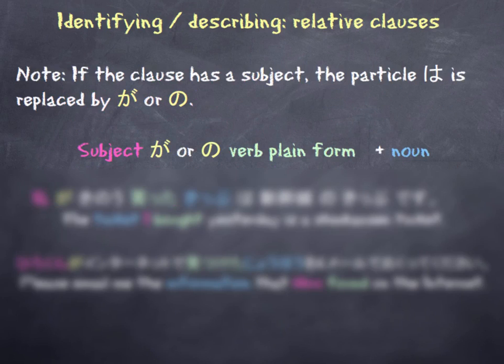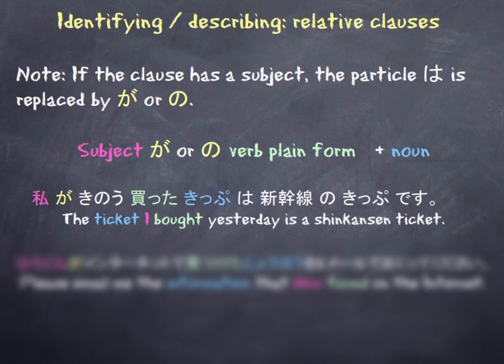Now please note that if the clause has a subject, the particle wa is replaced by ga or no. So for example, the ticket I bought yesterday is a Shinkansen ticket. 私が昨日買った切符は Shinkansen no kippu desu. If we took out "I bought yesterday," we simply have "the ticket is a Shinkansen ticket." But we want to add more information to our sentence.